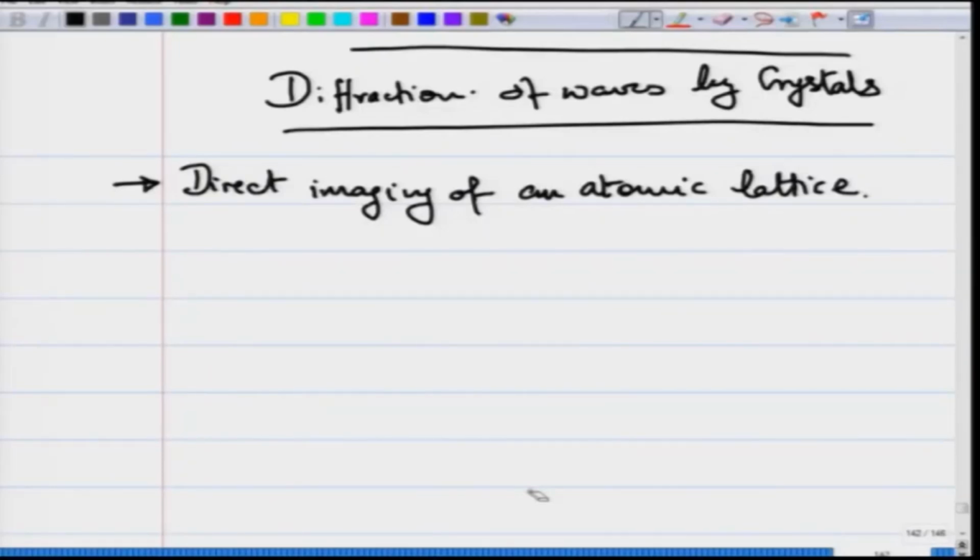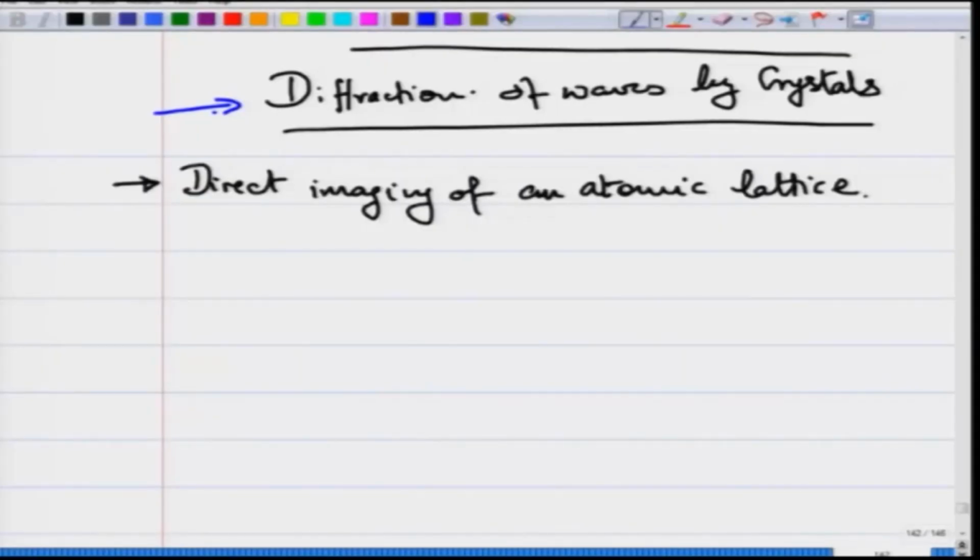However, how does one know that there are crystals inside, that there is a periodic arrangement of atoms inside the solid? How does one experimentally come to know about that? That is going to be the topic of the subsequent section of lectures: how does one analyze the crystal structure when beams diffract through the crystal, and how does the periodic arrangement of atoms affect those beams passing through the crystal. So, this brings us to the topic of diffraction of waves by crystals.